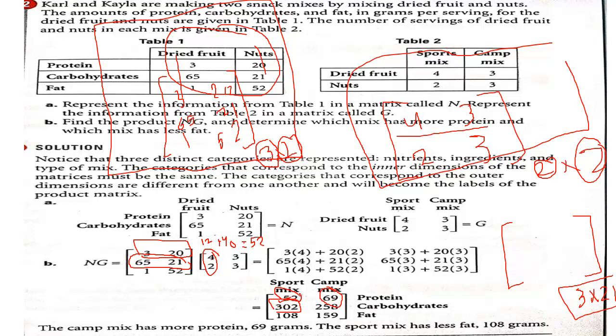And to find the number here, the second row multiplies the second column. 65 times 3 and 21 times 3. So 258. The last row multiplies the first column: 1 times 4 plus 52 times 2. So 108. And the last row multiplies the second column: 1 times 3 plus 52 times 3.